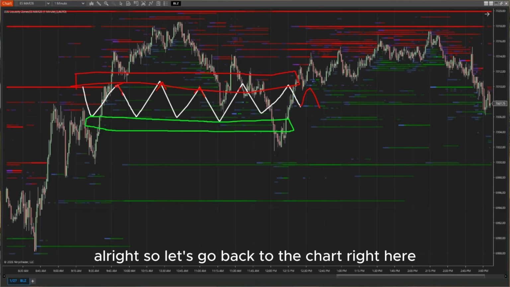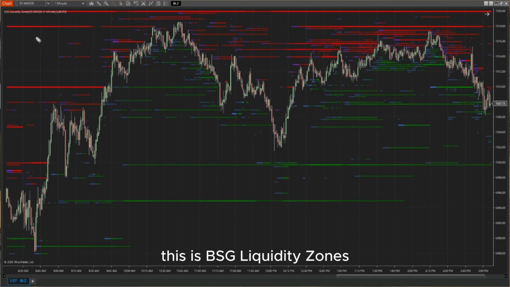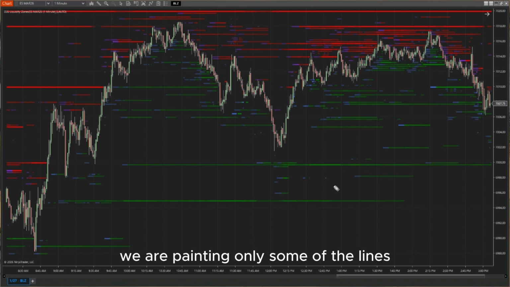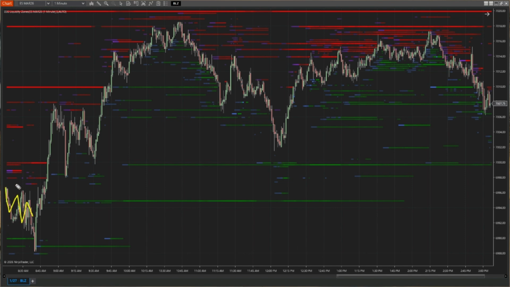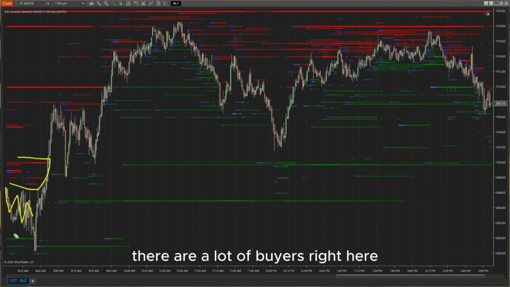All right, so let's go back to the chart right here. This is BSG liquidity zones on ES from this week. This green is the strongest bids and strongest asks from level 2. Why? We are not painting all the lines, we are painting only some of the lines. We are trying to remove all the noise to show you only the tradable liquidity. At the market open, you can see the market going sideways, right? You can see a lot of sellers right here, and a lot of buyers right here.